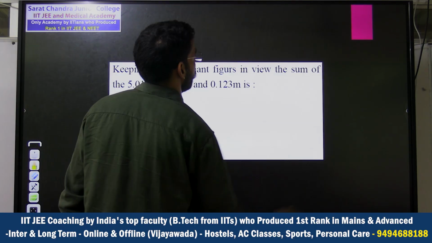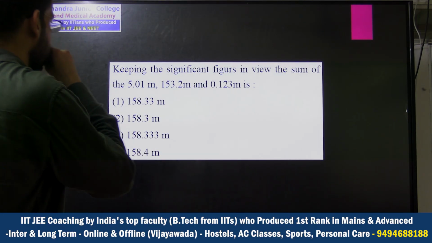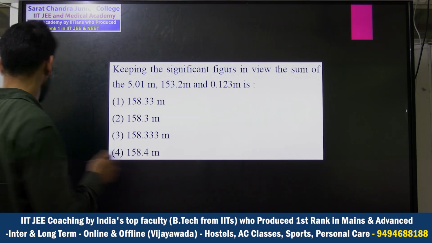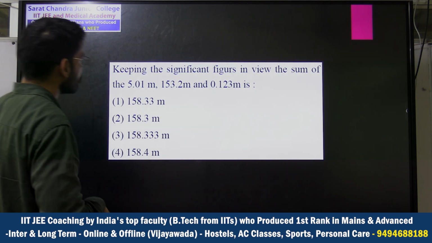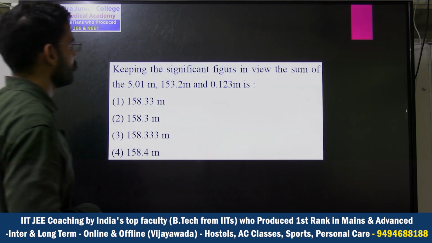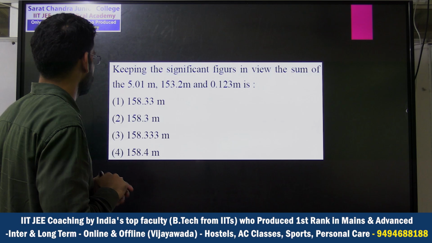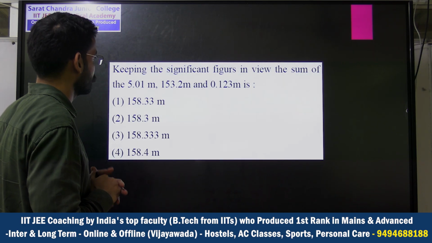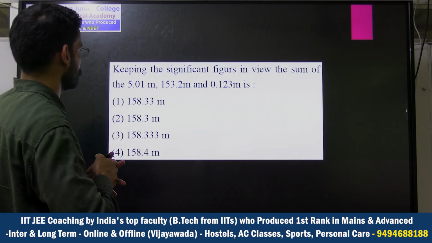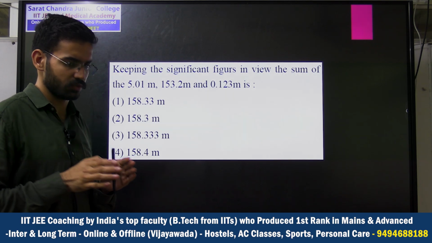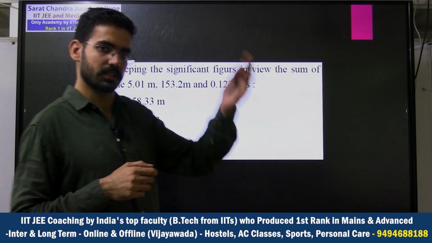Next. Fast I am doing because there is no point of getting slow in this. Keeping the significant figures in view, the sum of 5.01, 153.2, 0.123. So if you remember, there are different rules for addition and subtraction and for multiplication and division, right?